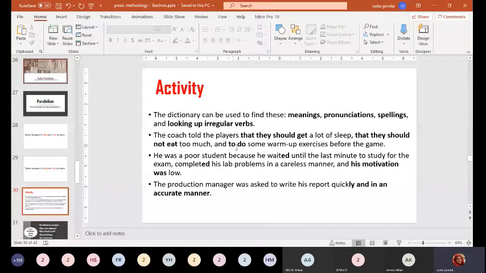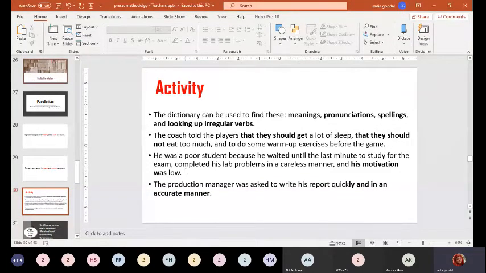What you did over here, you tried to break the rhythm of the sentence. The rhythm was they should get, they should not eat. The rhythm was they should, and you broke that momentum. You should not be breaking that structure. They should get a lot of sleep, they should not eat too much, and they should do some warm-up exercises. As simple as that, right?